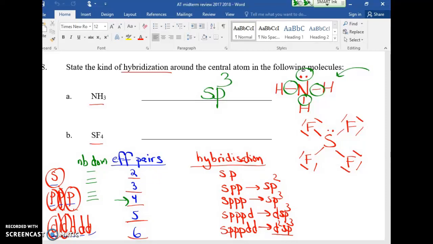SF4, by contrast, has one non-bonding domain. It has a single, a single, a single, a single. That's a total of 5 effective pairs, so that means it is what we call dsp3 hybridized.